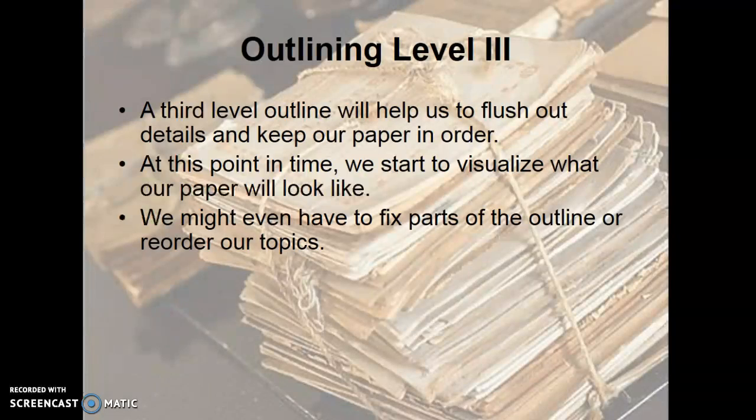Okay, outlining level 3. So we have our subsections. Now this third level outline is going to help us flesh out details and keep our paper in order. At this point in time, you're going to start visualizing what the paper is going to look like. You're going to start being able to see the organization of your paper, be able to understand where you're going to go with this. And because you're starting to visualize what your paper is going to look like, you might have to fix parts of the outline or reorder topics. But this is a great time to do it.